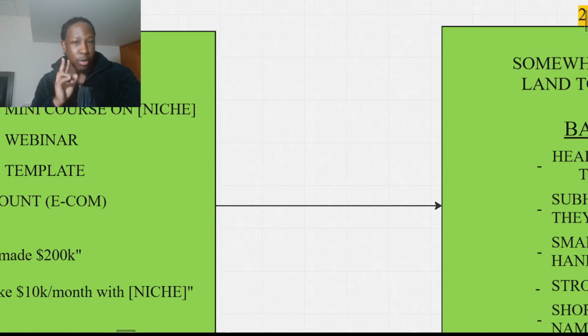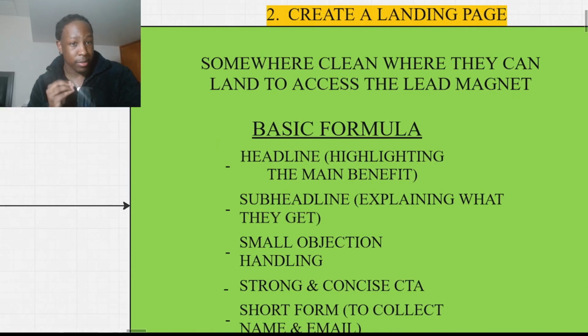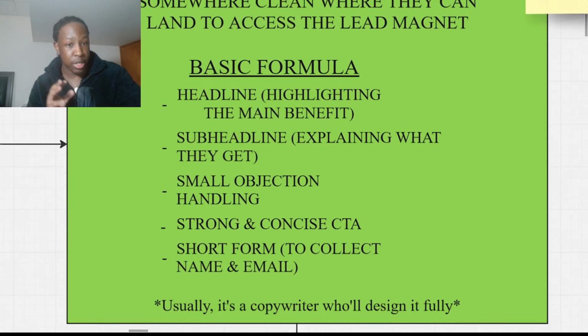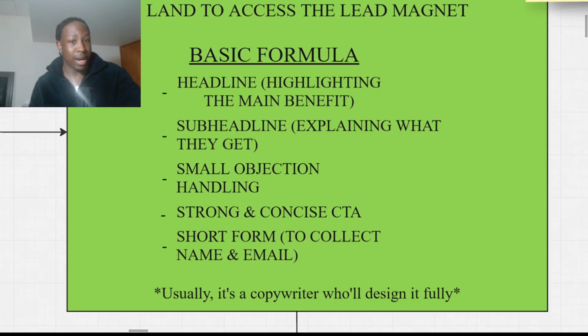Now, the second thing I want you to do in order to build your email list correctly is to create a landing page, all right? So somewhere very clean where they can land and access the lead magnet in question. So usually a basic formula of most landing pages is this: headline on top, highlighting the main benefits, subheadline, explaining what they get, and a small objection handling. Something very important, I'm going to speak more in detail about this later on in this video. A strong and concise CTA, and a short form to collect name and email, all right?